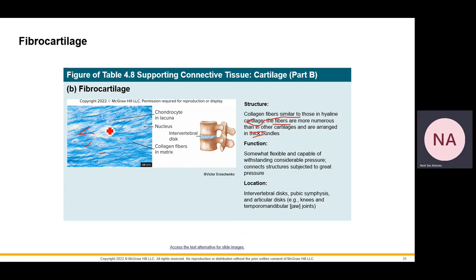And you will still find those chondrocytes inside the lacunae, but the collagen fibers are more numerous and larger, so they are very visible. And because of that, they are capable of withstanding considerable pressure. That's why they are found in our intervertebral discs, which are always subjected to compression.